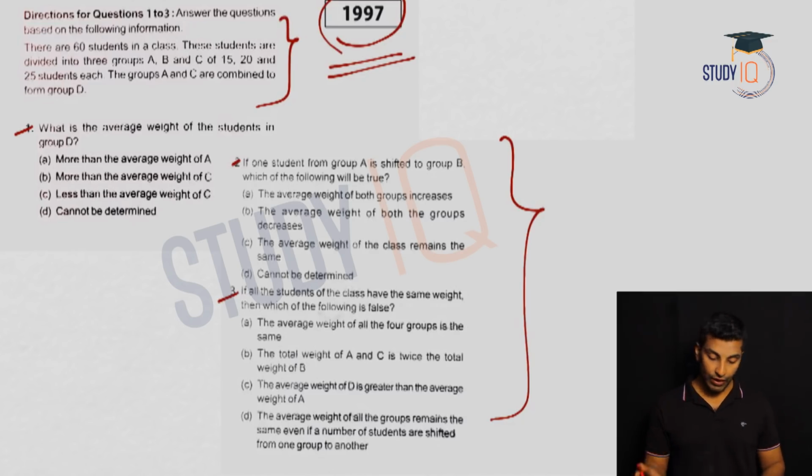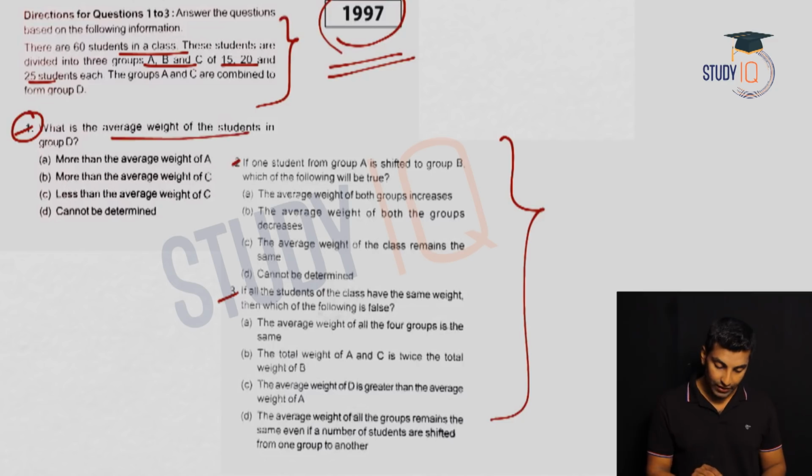So how will you solve? What is given? There are 60 students in a class. These students are divided into 3 groups, A, B, C: 15, 20 and 25. So we know group A consists of 15, group B consists of 20 and group C consists of 25. The groups A and C are combined to form group D. So the fourth group. Now let's try to get the first question.